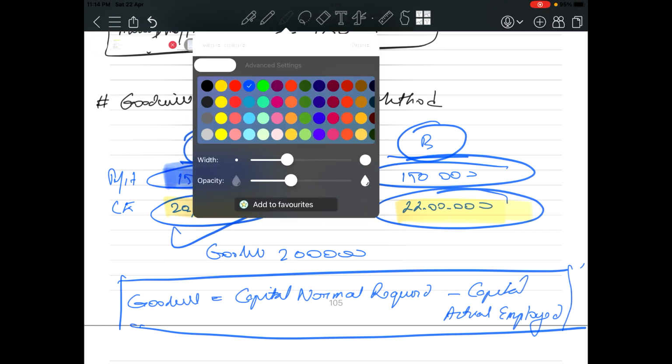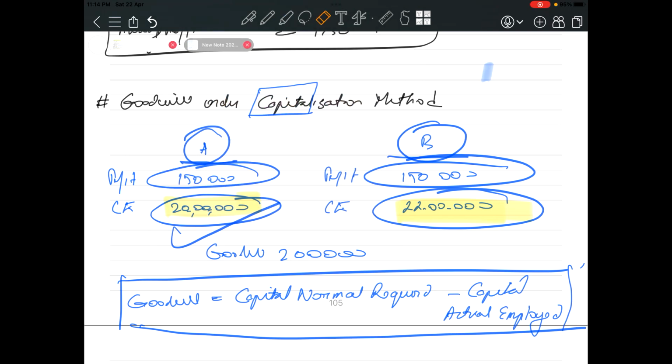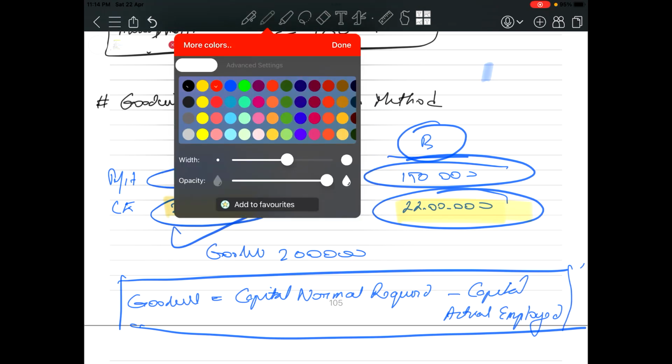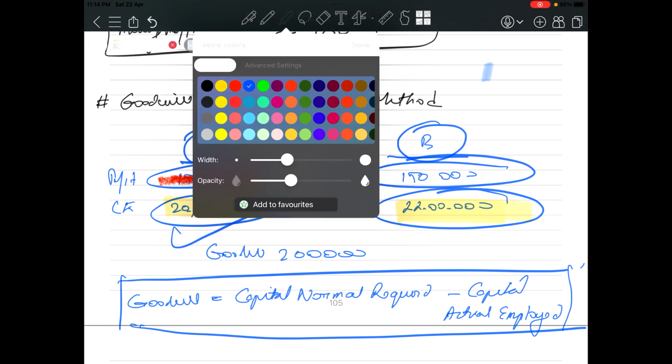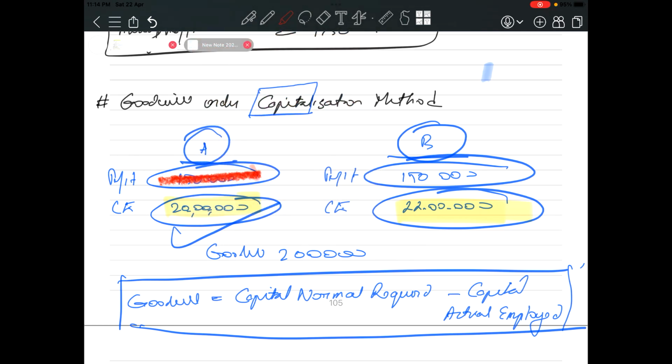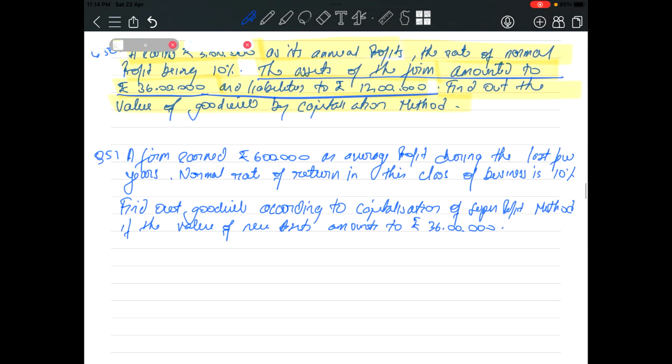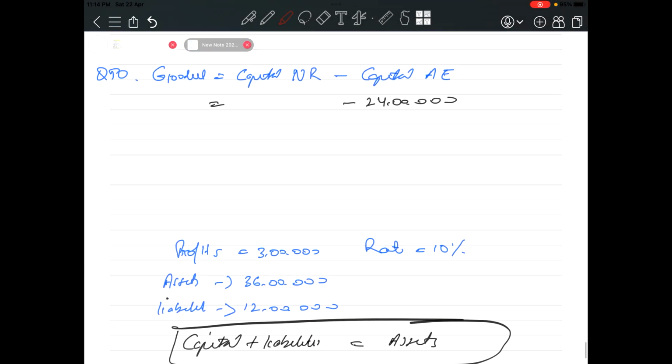A is earning 1,50,000 of profit. B is also earning 1,50,000 of profit. So goodwill in the capitalization method will basically depend on the difference of capital. Profits will be the same, but capital will be different under this method. So now we can find out the capital.